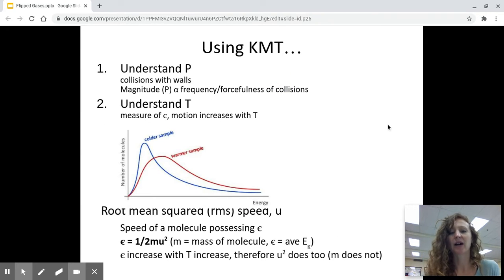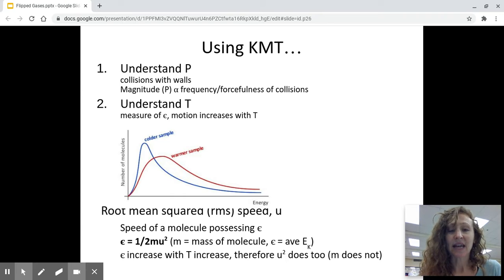So we talked about how we can use kinetic molecular theory to understand the concept of pressure, to understand the concept of temperature. We're going to talk about how we can use the kinetic molecular theory to understand how these variables are related to one another. But before we do that, let's pause for just a second and talk about this idea of root mean squared speed. We took a look at this graph last class and how we can draw certain information about it, like what the root mean squared speed for a warmer sample of gas is and what a colder sample of gas is. So I want to talk about this concept of root mean squared speed.